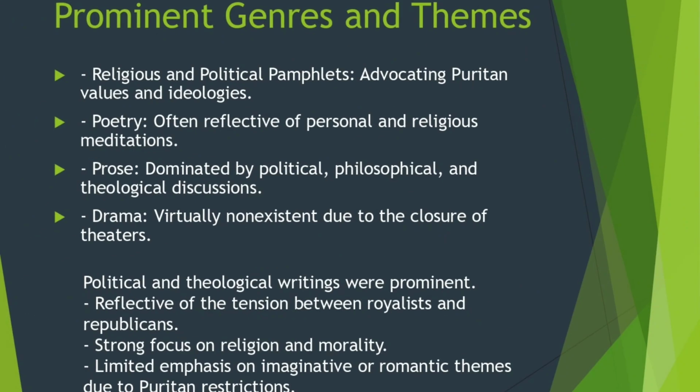After learning about the historical context of the Commonwealth period, let's focus on some of the key themes that we'll find in this period's works. During this period, literature reflected the themes of morality, religion, and political ideology. Let's break it down for a better understanding. First, religious and political pamphlets. These were the most prominent genres, which served as a platform for Puritan beliefs.